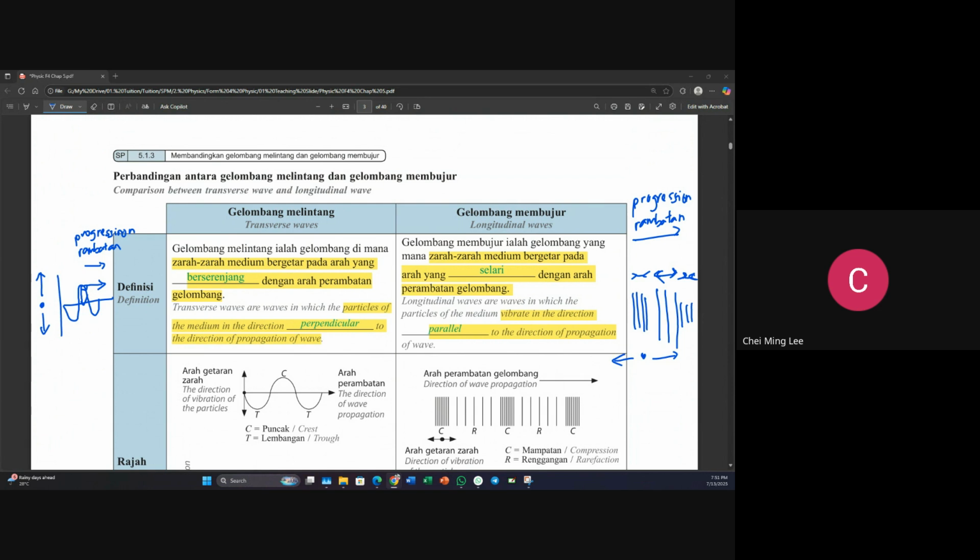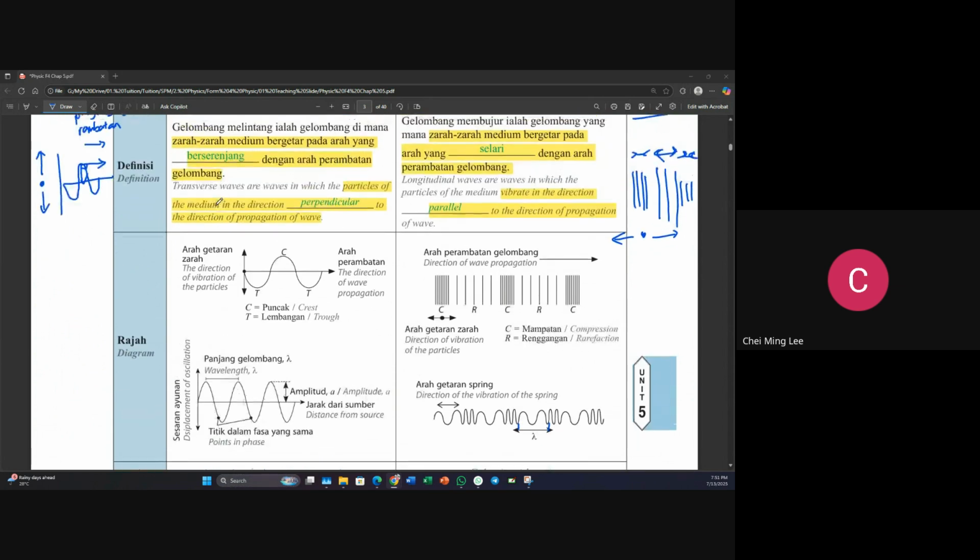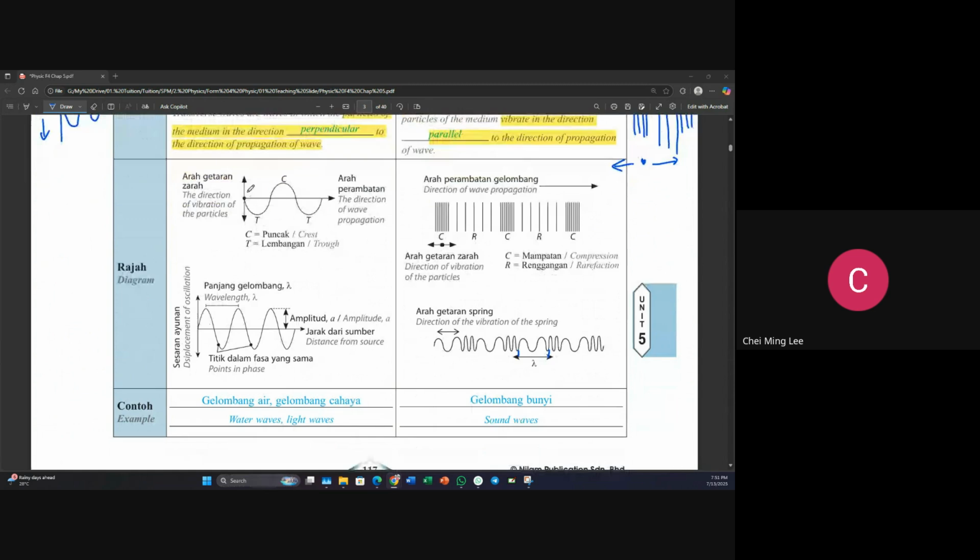All right, now let's see how it looks. For the transverse wave, it's like a normal sinusoidal one. This part is called the trough, the lower peak. The upper peak is called the crest. And this is the direction of wave propagation. So in short, from crest to crest, or from trough to trough, is the wavelength, and this is the amplitude.